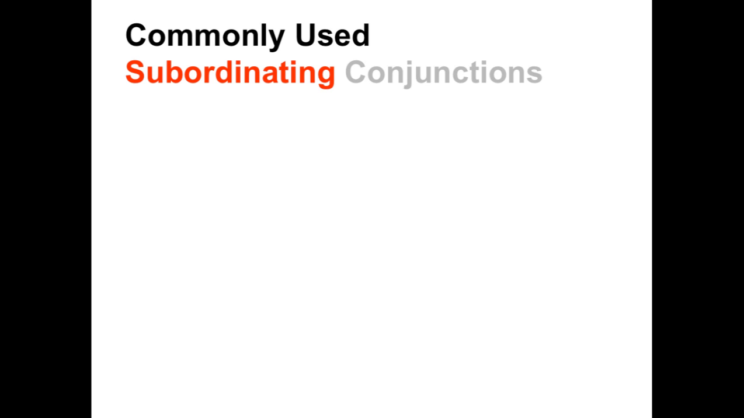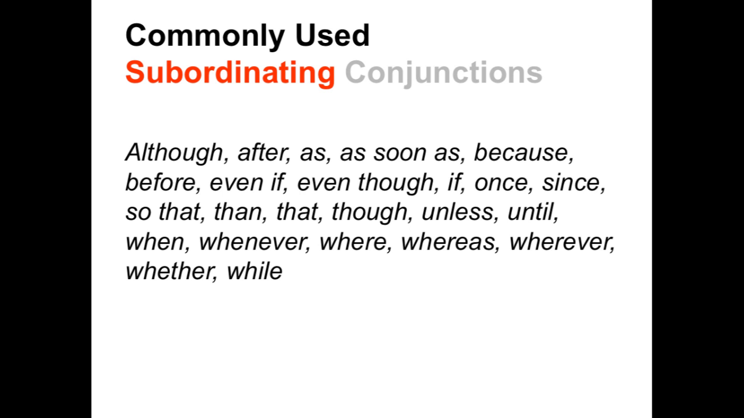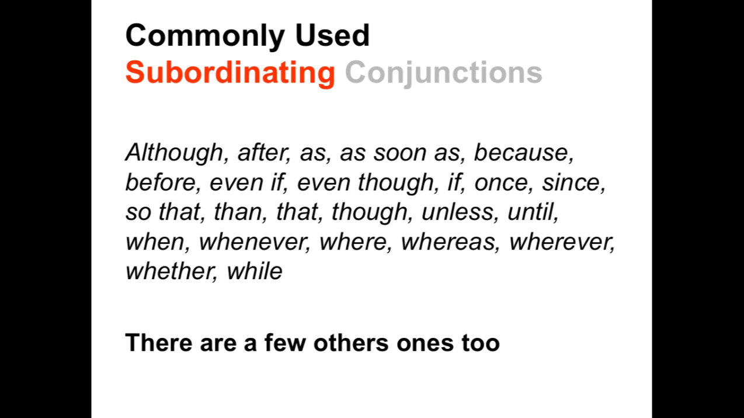Here are some commonly used subordinating conjunctions. Although, after, as, because, before, even if, even though, if, once, since, so that, then, that, though, unless, until, when, whenever, where, whereas, wherever, whether, while. There are a few other subordinating conjunctions, but these are some of the most commonly used ones.